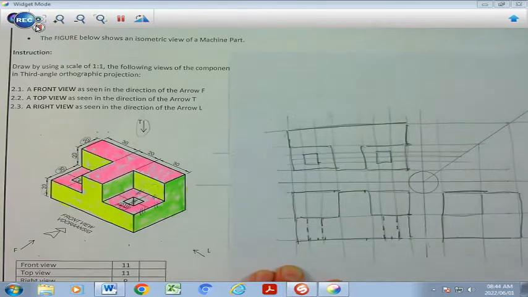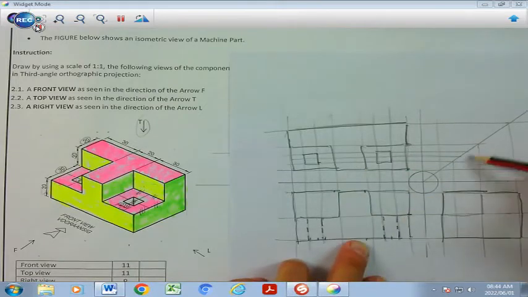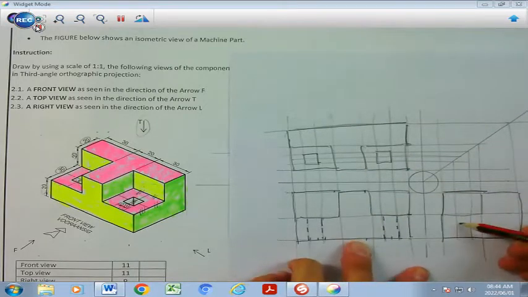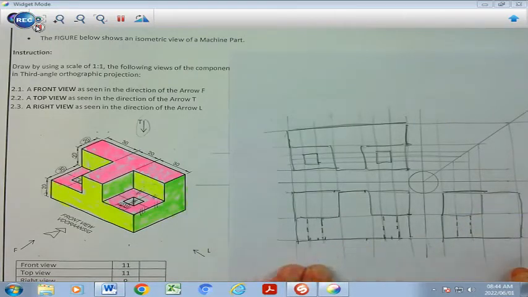to be able to get my squares in center to this little platform here. By projecting across, I can bring that down, and of course I won't be able to see the hole from the side, hence the dash lines which I will have there. And that concludes my machine drawing, which is question number 2.